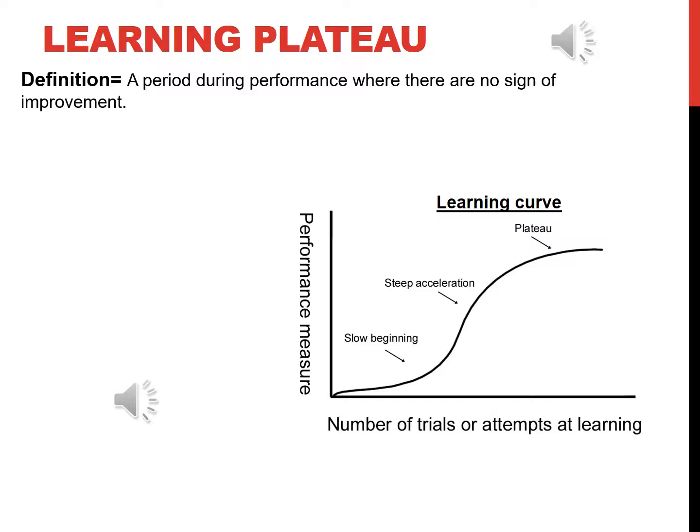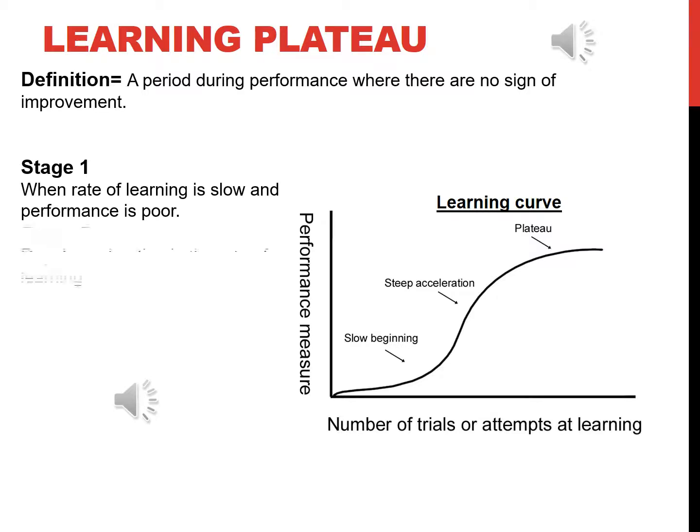This curve should be divided into 4 different stages. Stage 1, where the rate of learning is low and performance level is poor because the performer is new to the task and is in the cognitive stage of learning. At stage 2, there is a rapid acceleration in the rate of learning because the performer has begun to master the task and gain some success, providing reinforcement and motivation.